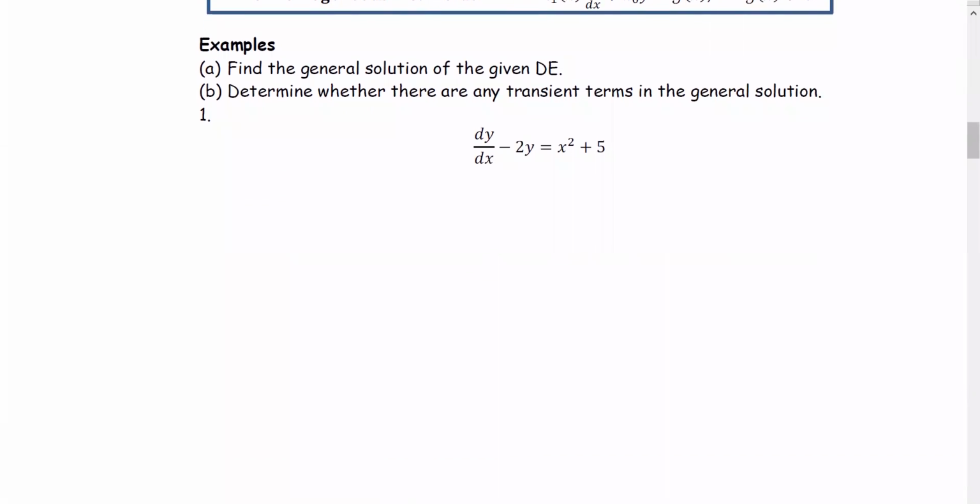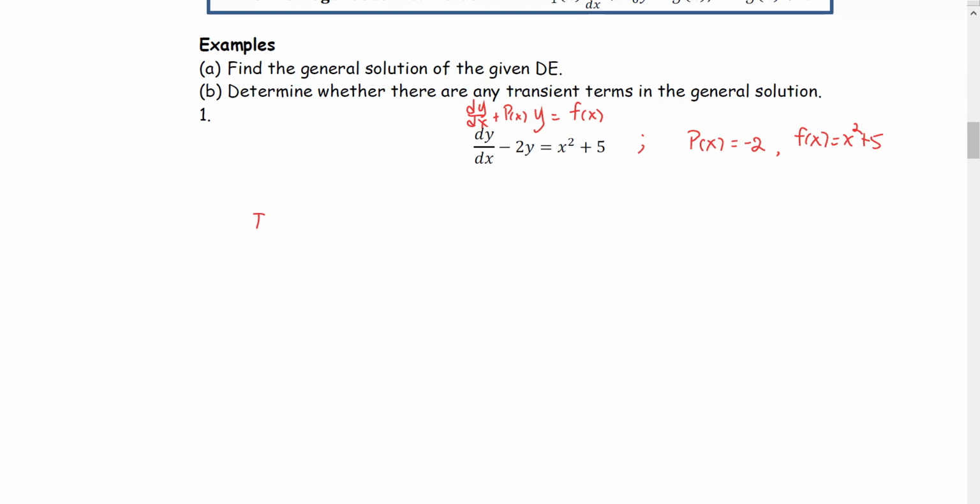Let's look at the first example. We are going to find the general solution of the given differential equation, and then determine whether there are any transient terms in the general solution. This equation is already in the standard form, dy by dx plus p of x times y equals f of x. On the right side, our p of x is -2, and the f of x is x squared plus 5.